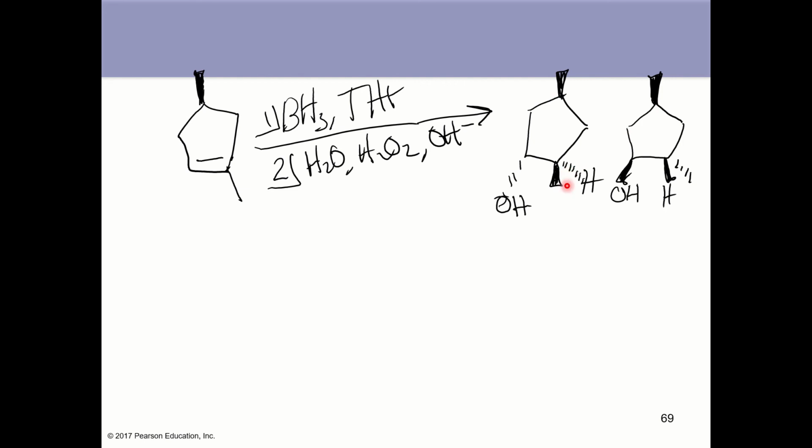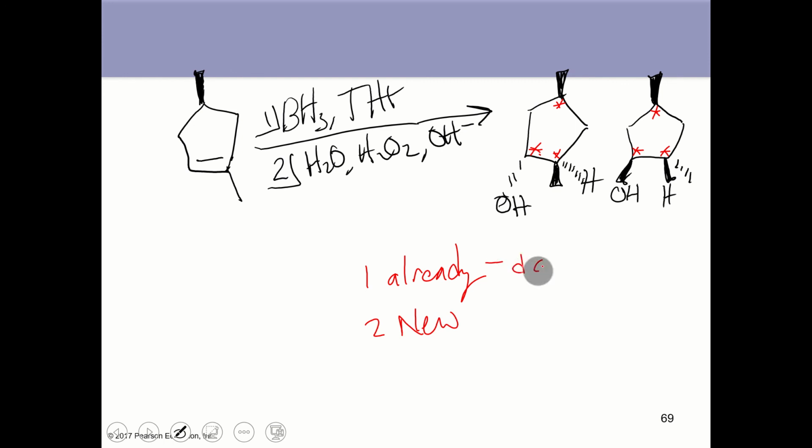But in the product, because OH and H can add to either the top or the bottom of the pi bond, dashed indicates it added to the bottom, solid indicates it added to the top of the pi bond. We get a new asymmetric center at the carbon that has a bond to OH, and a new asymmetric center at the methyl group. So we have 3 asymmetric centers total in the product. One that already existed, and 2 new. The one that already existed does not change.